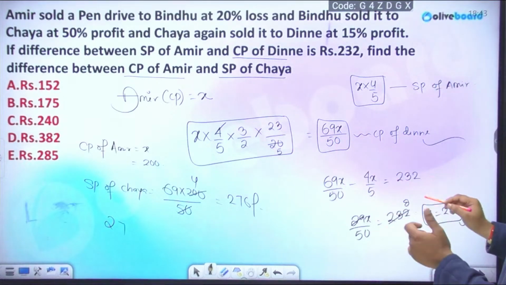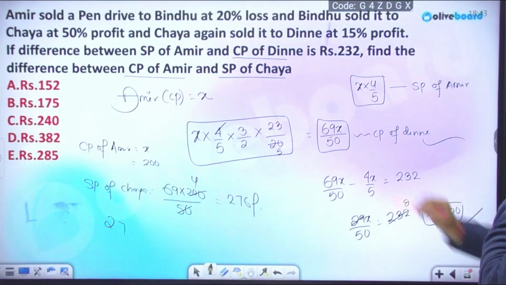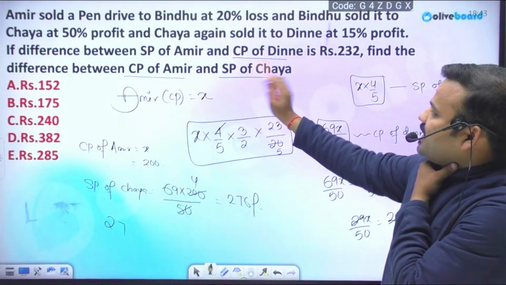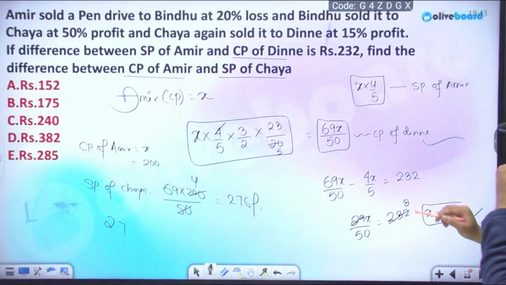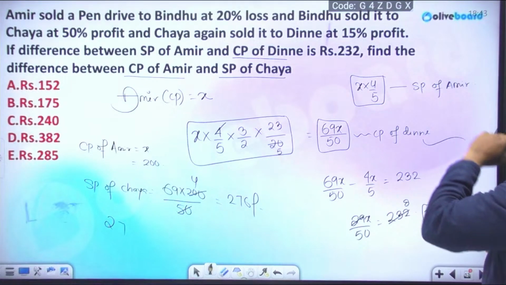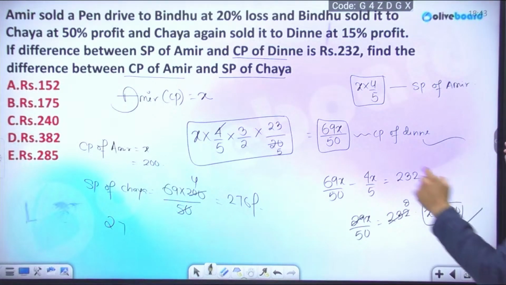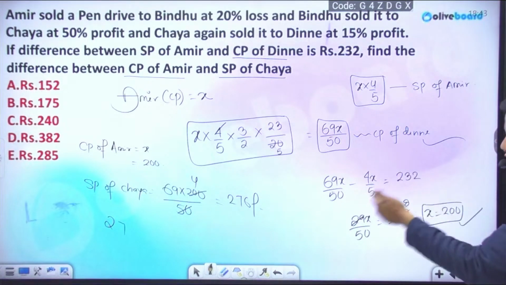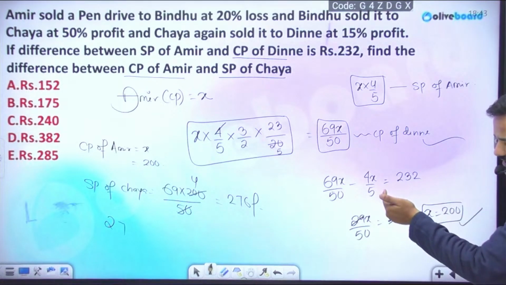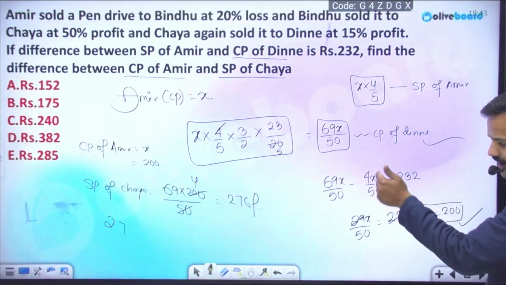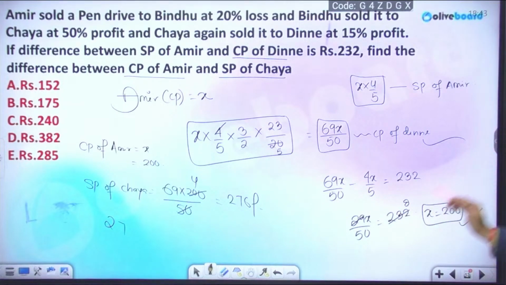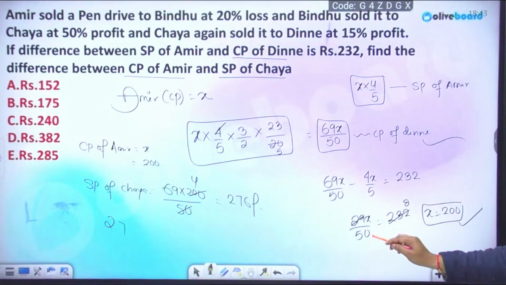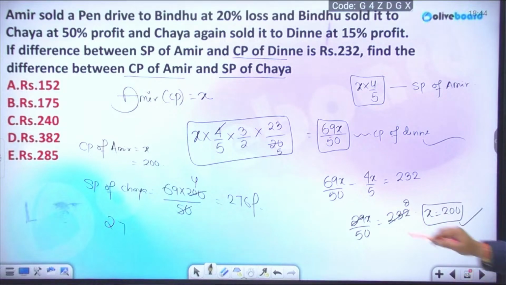This is cost price of Dine. The difference between SP of Amir, which is 4x by 5, and cost price of Dine is 232. This difference is given. 69x by 50 minus 4x by 5 is 232. I'm multiplying numerator and denominator by 10. So this is 50. 29x by 50 is equal to 232. So the value of X will be 200.